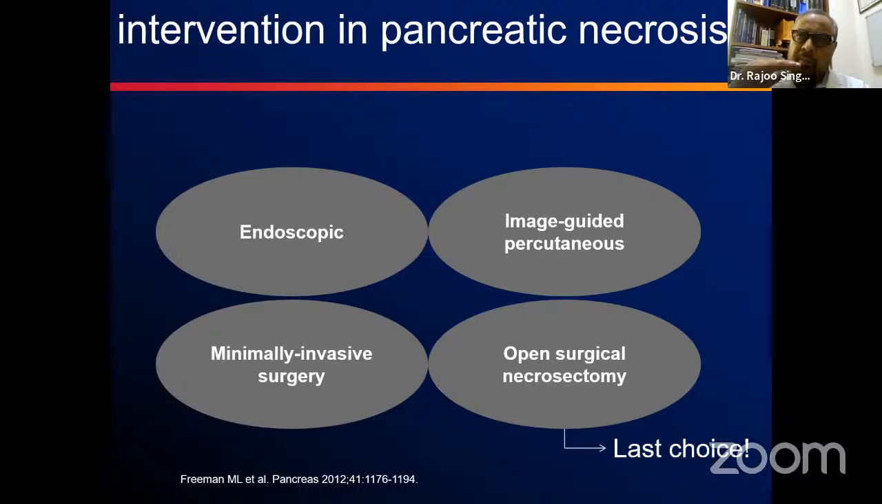The third thing is you can go for an endoscopic drainage under endoscopic ultrasound or otherwise. And the fourth stage is minimally invasive surgery. And the fifth stage is open surgical necrosectomy. And it has to be done in this order. You cannot reverse it, that a patient with acute pancreatitis comes, you think is very sick, and in the first week you take them for open surgical necrosectomy. It shouldn't be the first choice, it should be the last choice.